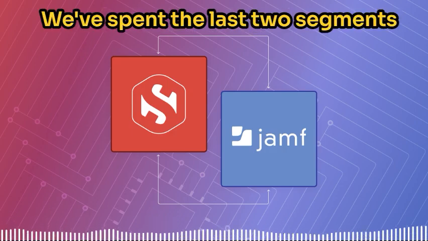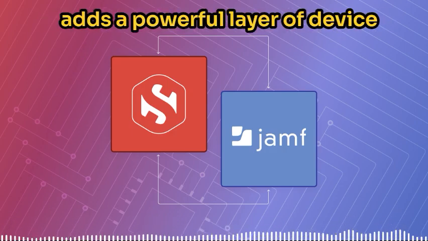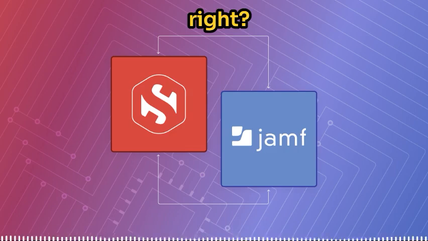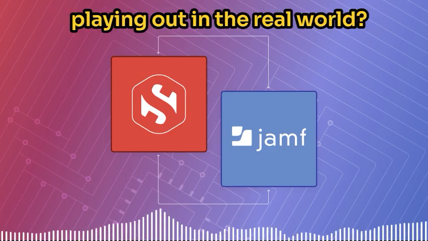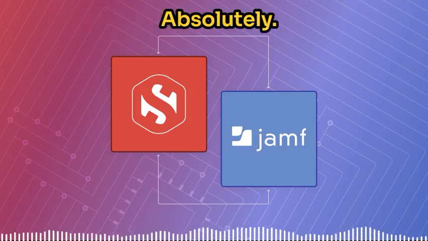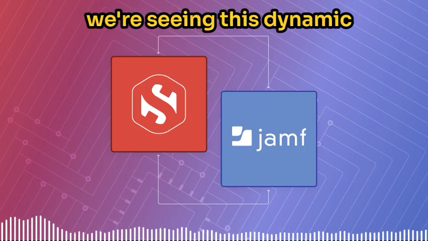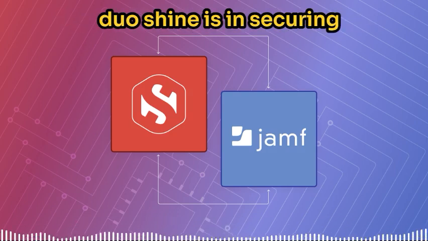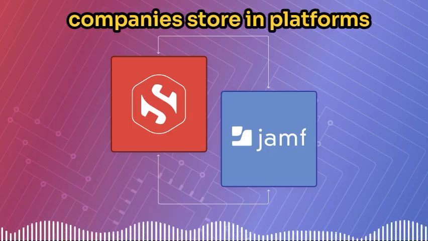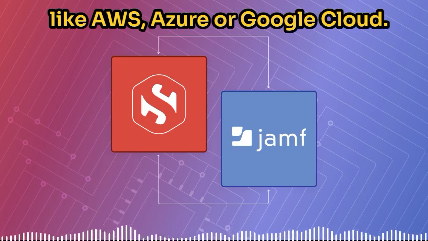Welcome back. We've spent the last two segments unpacking how Smallstep adds a powerful layer of device identity on top of Jamf Pro. Right? But I'm curious, how is all of this playing out in the real world? Are organizations actually seeing benefits from this approach? Absolutely. One of the biggest areas where we're seeing this dynamic duo shine is in securing access to cloud services. Think about all the sensitive data companies store in platforms like AWS, Azure, or Google Cloud.